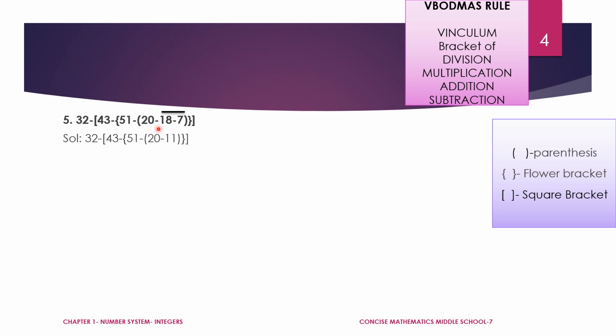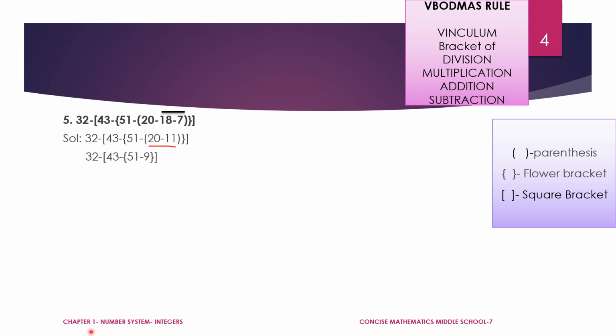20 minus is there now. So, put that as it is and just subtract this 18 minus 7, and you will get 11. Now we have solved all the vinculum braces. Here parenthesis should be given first importance. So what are the integers under this parenthesis? It is 20 minus 11. So this should be solved first.